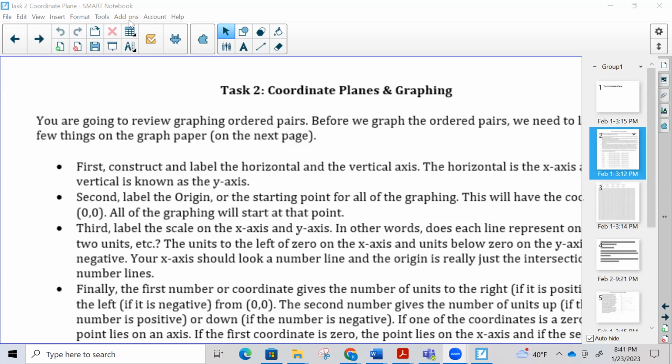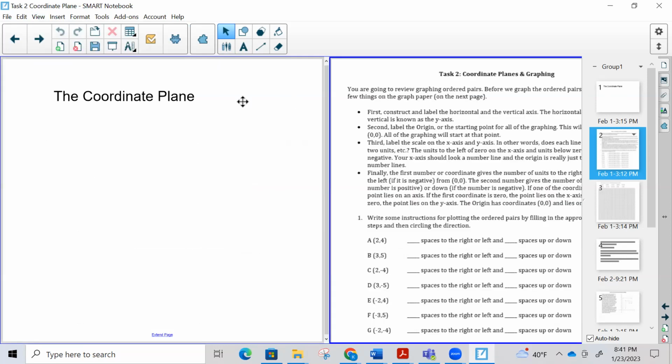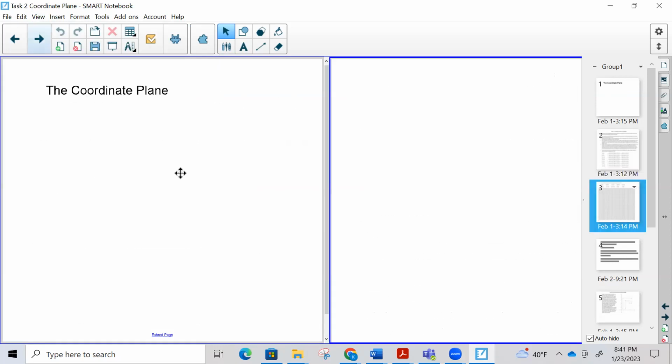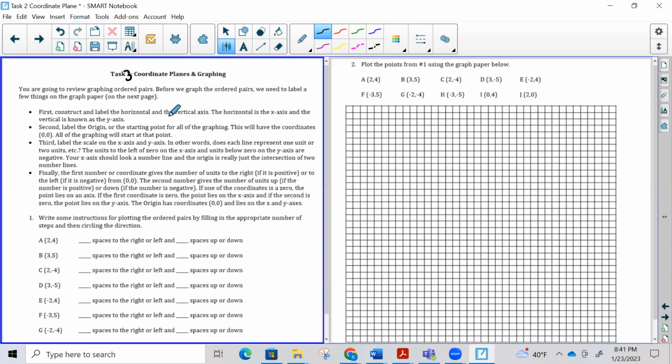Now for this, I'm going to do this dual page, so it will be a little bit harder to read, but it's the only way that I could get the instructions and the graph next to each other. So we have task 2. This is in the packet. It's coordinate planes and graphing. Sorry, on your packet, it's task 3, the coordinate planes and graphing. And so we're going to review graphing ordered pairs.